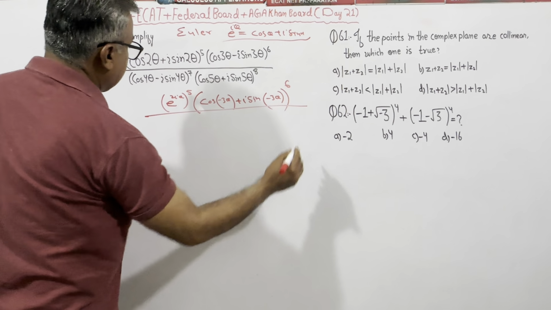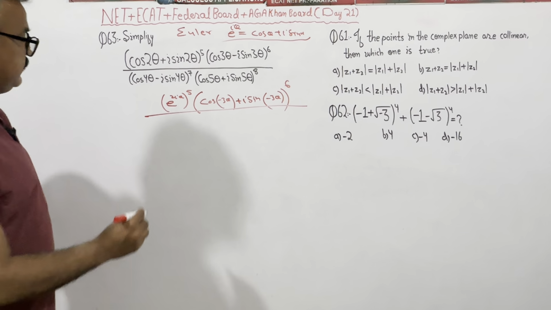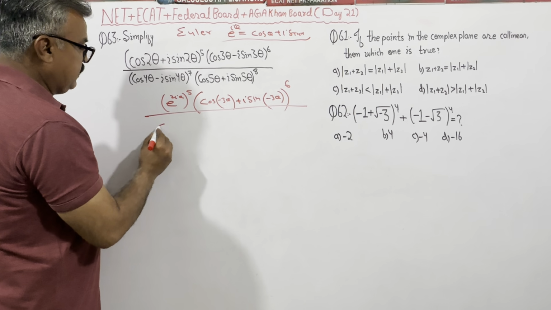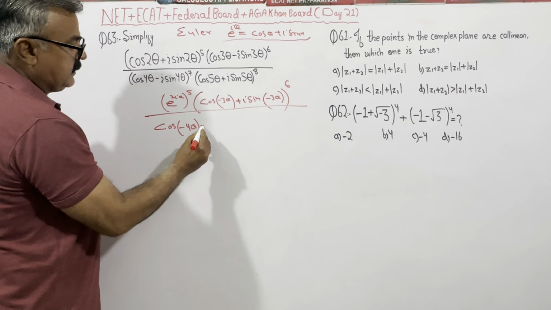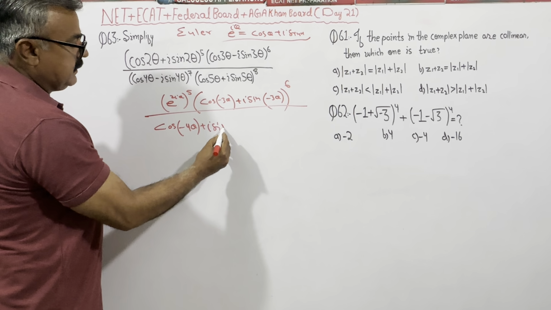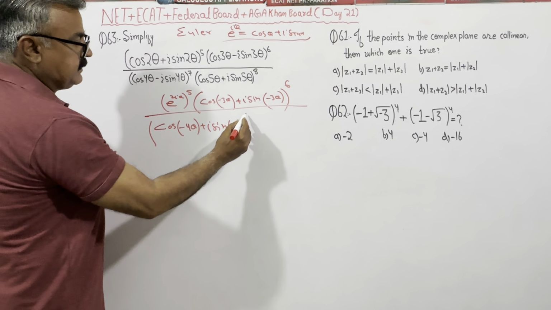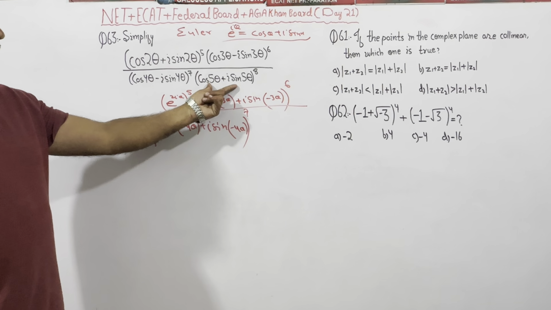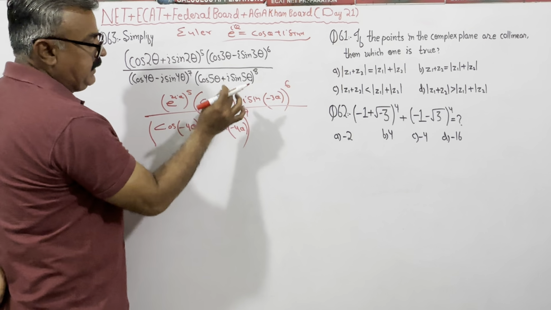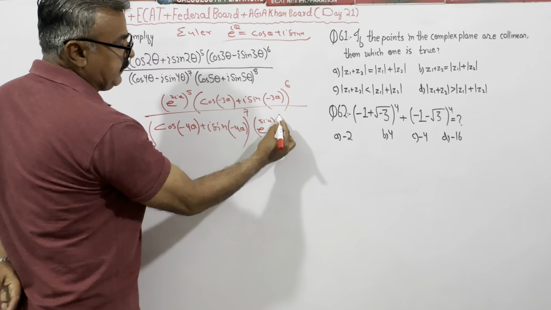What about this? The same situation is here. Turn this symbol into positive, utilizing the same concept. Cos negative 4 theta plus iota sine negative 4 theta raised 7. Here it's already positive. It's tantamount to e raised 5 iota theta raised 8.